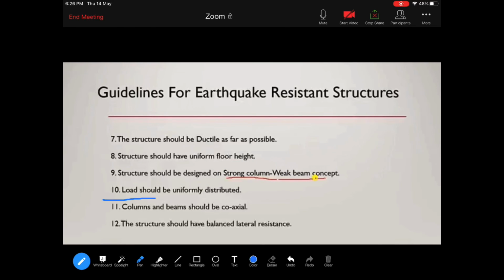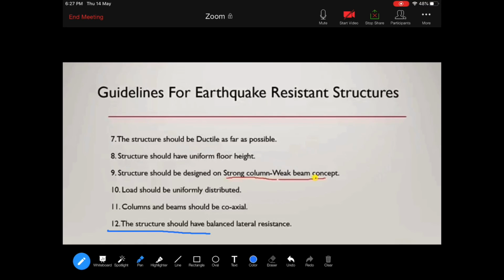Due to buckling, load should be uniformly distributed. We also know, from strength of materials, what is a uniformly distributed load, what is a uniformly varying load. This is a uniformly varying load, and this is a point load. It is important: column and beam should be coaxial. So the axis of the column and beam is coaxial. It is very important for transferring the load.